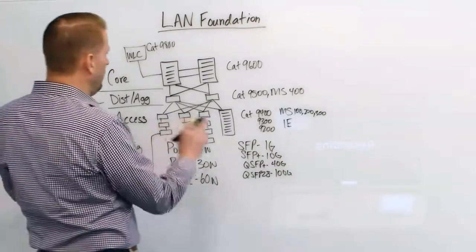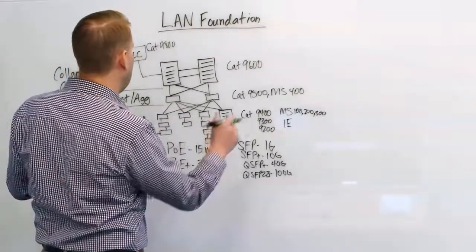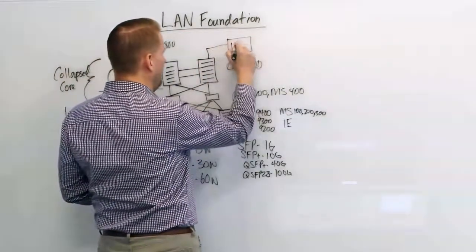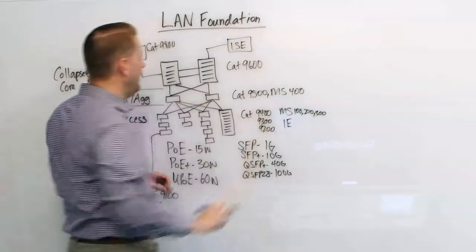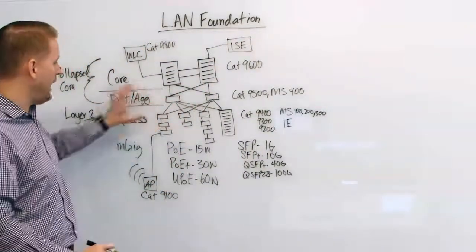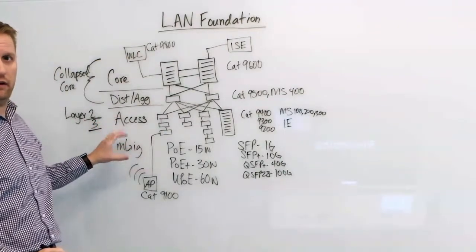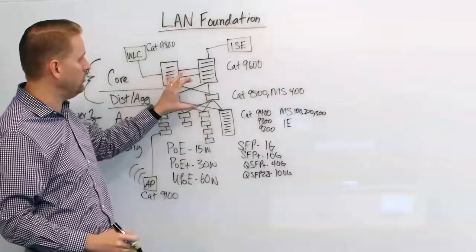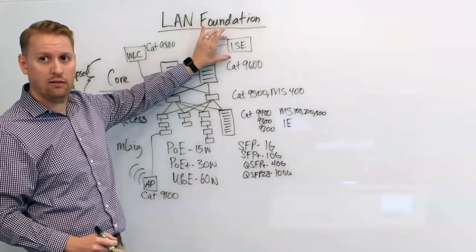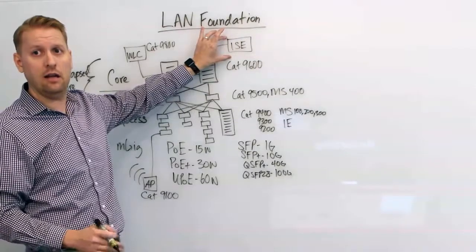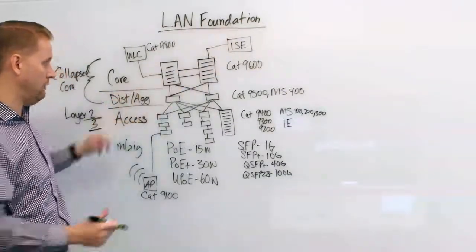To control this environment, we can implement the Identity Services Engine to control policies about who gets access to the network, how the network is segmented. So rather than segmenting by VLAN manually configuring each individual switch, you can set those policies on the Identity Services Engine. So think of that as the policy and control engine for the environment.